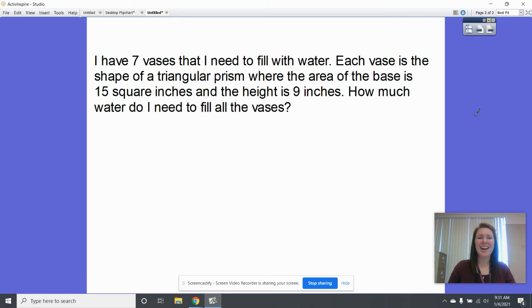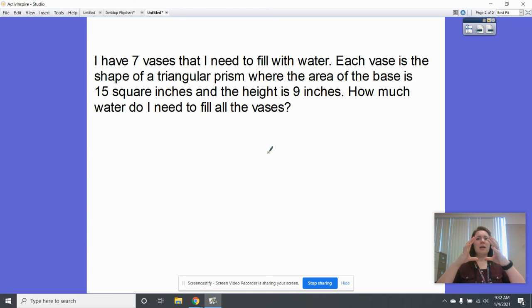Now, the next type of problem is that I have a whole bunch of shapes already, and I'm curious how much it will take to fill all of those. So here I have 7 vases that I need to fill with water. Each vase is the shape of a triangular prism where the area of the base is 15 inches squared, or 15 square inches, and the height is 9 inches. How much water do I need to fill all the vases?